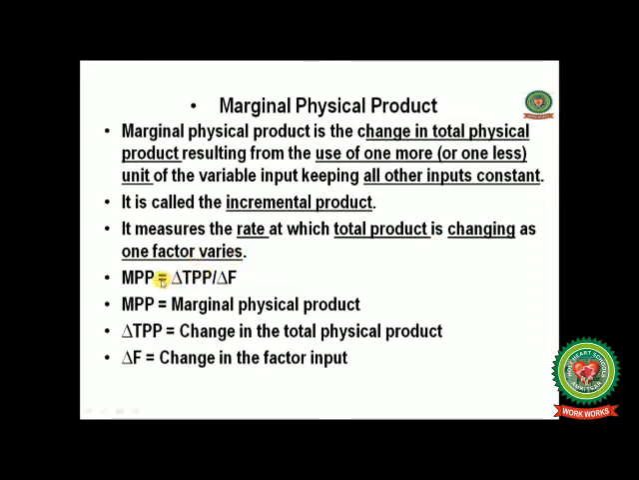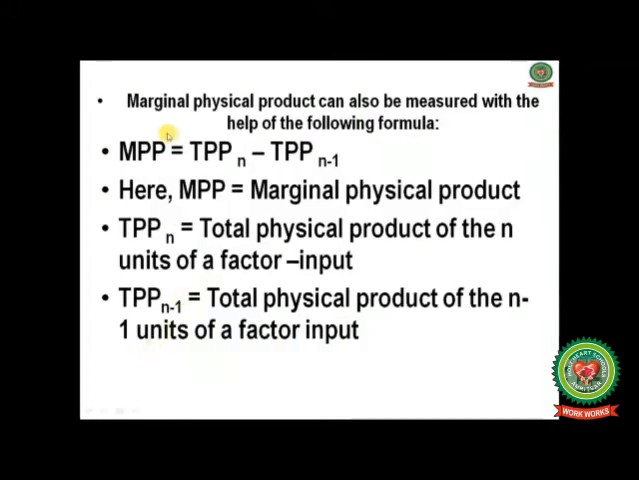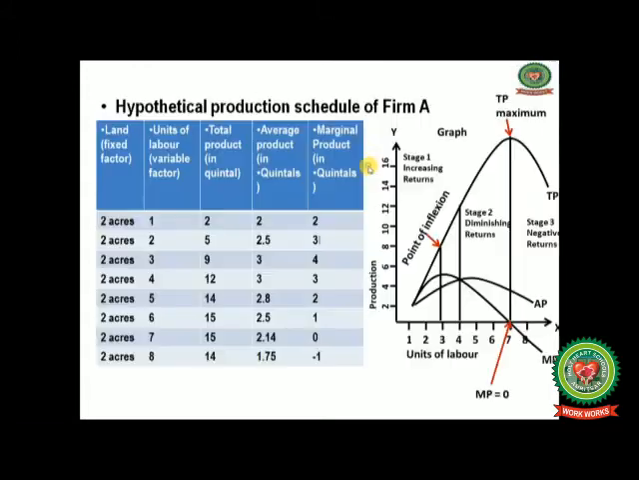Now marginal physical product is equal to change in the total physical product divided by the change in the variable factor, that is labor. Next, marginal physical product is equal to total physical product of the nth commodity minus total physical product of the n minus 1 commodity. Here you know that MPP is the marginal physical product, TPP n is the total physical product of the nth commodity, and TPP n minus 1 is the total physical product of the n minus 1 unit of factor input.